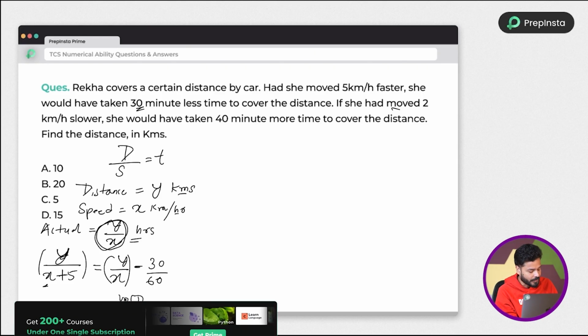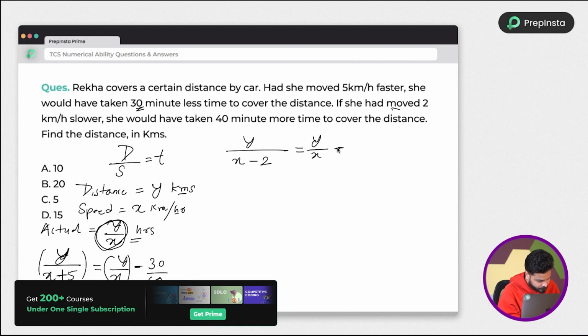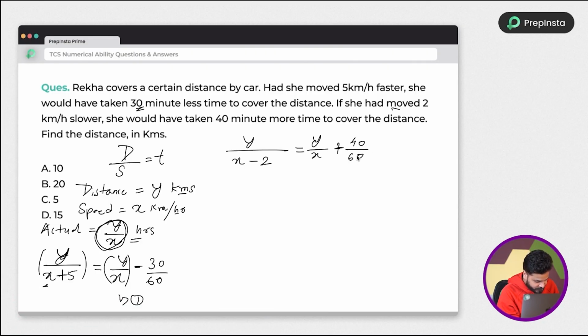Maybe you can take a pause and try doing that now, and meanwhile I'll just continue. So the second equation: if she had moved 2 kilometers slower, so y is the distance, she moved 2 kilometers slower, so speed is x minus 2. This would have become the actual time. She would have taken 40 minutes more, so 40 by 60. This is our equation number 2, right?